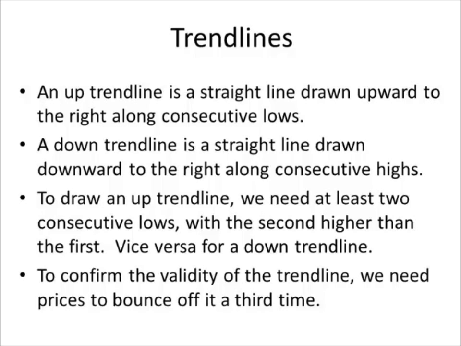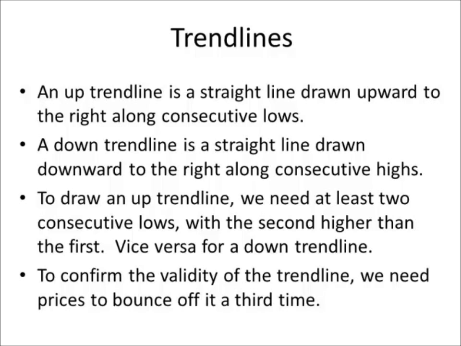Likewise, with a downtrend line, it's the same thing, but of course in the opposite direction. A downtrend line is a straight line drawn downward to the right along consecutive highs. If we see that highs are getting lower and lower, so the peaks are falling over time, then obviously the price is in a downtrend. And we can then draw this downtrend line along these peaks.